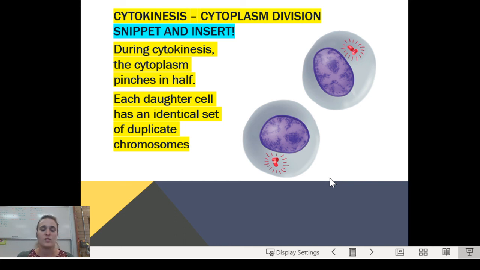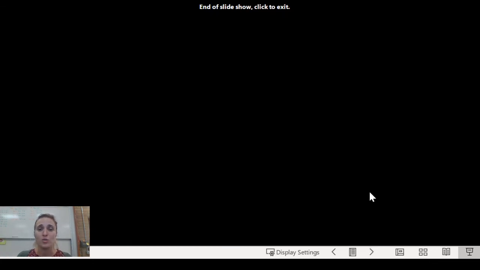And then for the description: during cytokinesis, that's cytoplasm, you're going to now separate those 2 cells and separate the cytoplasm in half. And so each daughter cell, each of these 2 cells, has an identical set of chromosomes, because we duplicated the DNA in the chromosomes, and then we split them in half and gave each cell its own necessary amount of chromosomes. So now those cells are ready to work for you.